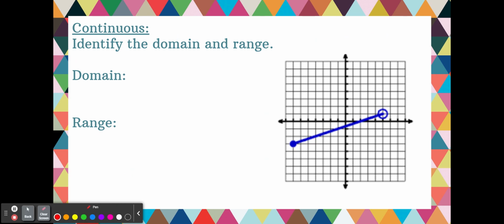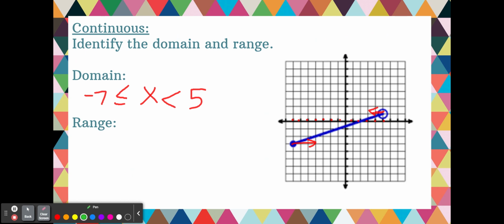So my domain is 1, 2, 3, 4, 5, 6, 7. So -7 is the smallest. And +1, 2, 3, 4, 5 is the biggest. Domain is my x value, so in between x, all of the x's are bigger than -7 or equal to, but they're smaller than +5. Not equal to because it's an open dot.